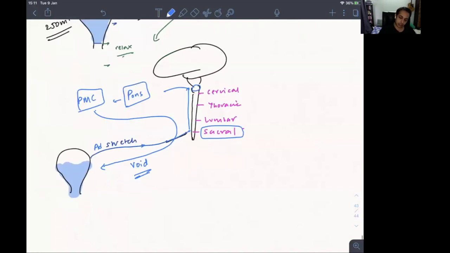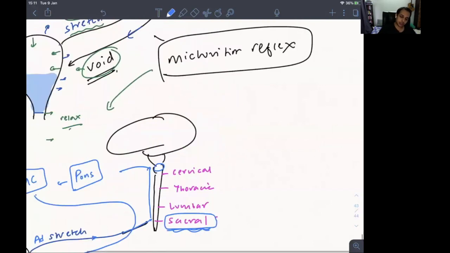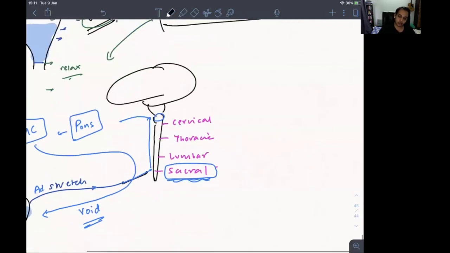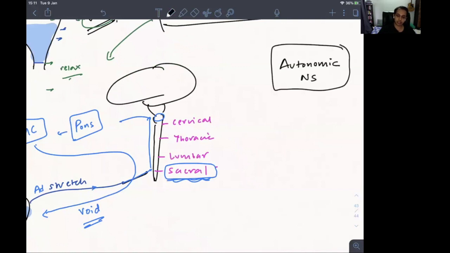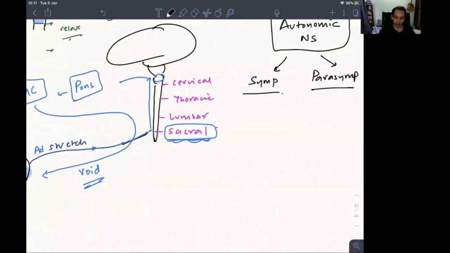Okay. Now, what is special about the sacral area? So here you need to revise your knowledge of the autonomic nervous system. Now your autonomic nervous system has two parts. One is sympathetic, one is parasympathetic. And in the spinal cord, the sympathetic nerves will exit from the thoracic to the lumbar. So this is the thoraco-lumbar outflow.